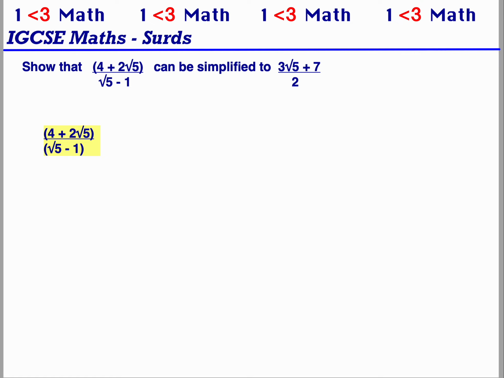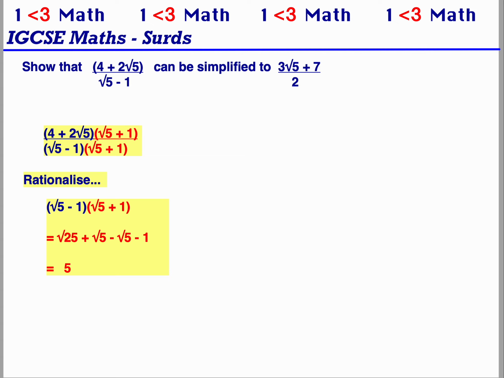So, we're going to rationalize. That's the important thing. That's the key word. Now, that's going to look like this. So we're going to times numerator and denominator. If you times by the same thing, it keeps it equivalent. So we're going to times by root 5 plus 1 to the numerator and the denominator. And I'm just going to do this in small steps. I'm going to do it in two parts.